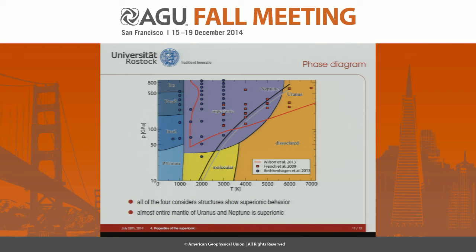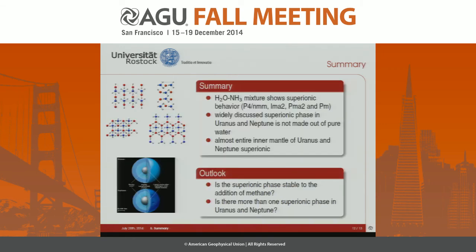What's interesting is that if you compare this superionic region, it starts pretty low, almost as low as for ammonia, and it's far more extended than it would be for real ammonia. So in principle, Neptune and Uranus are almost completely superionic now in the inner mantle, if you consider this mixture. To quickly summarize, our results hint that we should be thinking about the superionic phase not as composed of a pure compound, but of a mixture. We should consider water-ammonia mixtures in there.